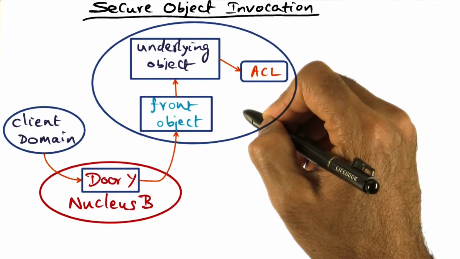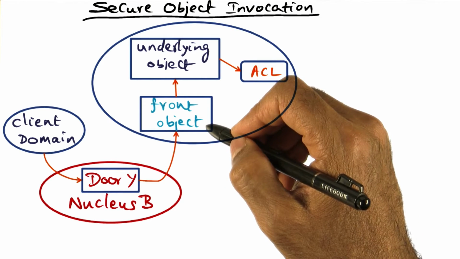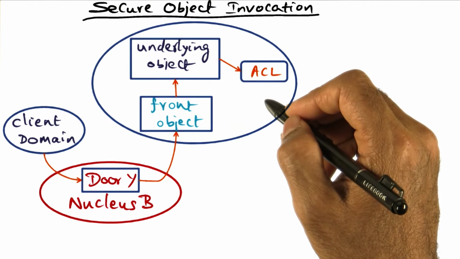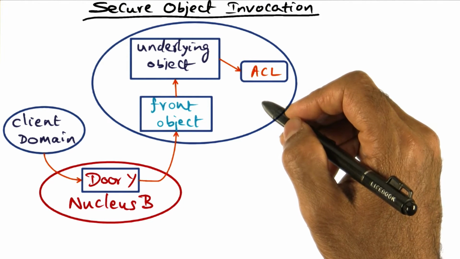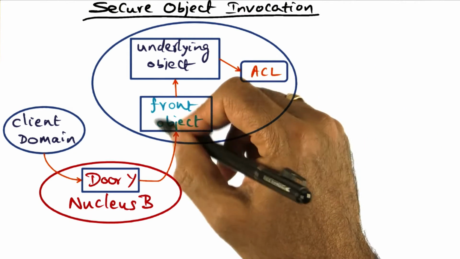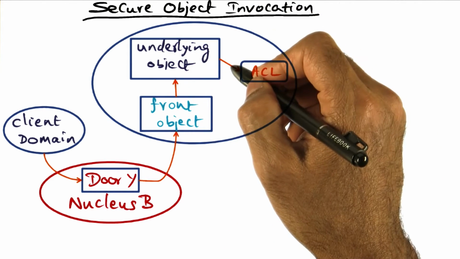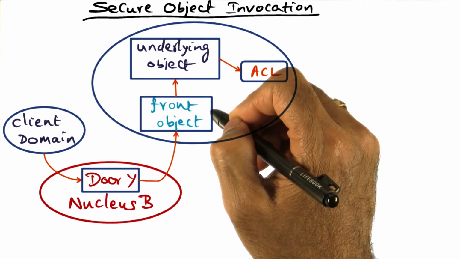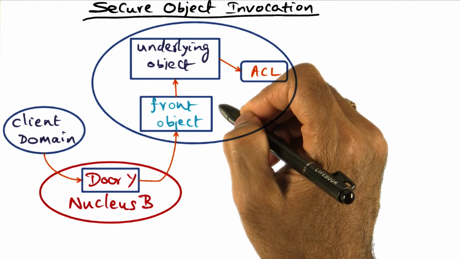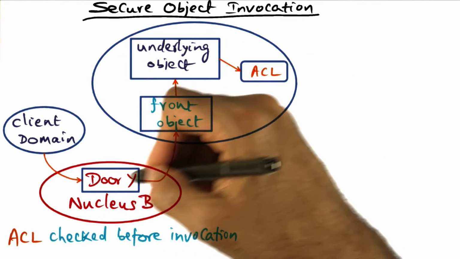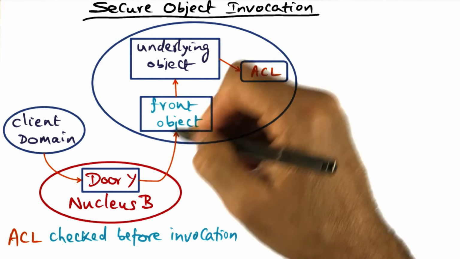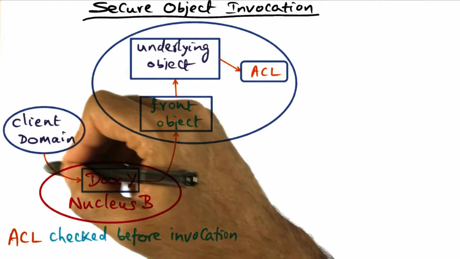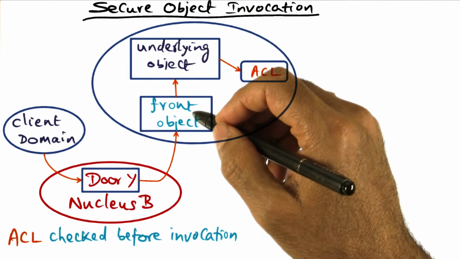And it is possible to have multiple front objects to the underlying objects with distinct doors registered with the nucleus for different implementation of control policies that you want for a particular service. So in other words, the policies that you want for accessing the services available in an underlying object can be implemented in these front object or different instances of this front object depending on how many different control policies you want. So when a client invocation comes in through this door to the front object, the ACL, the access control list, is checked before allowing this invocation to actually go through to the underlying object.